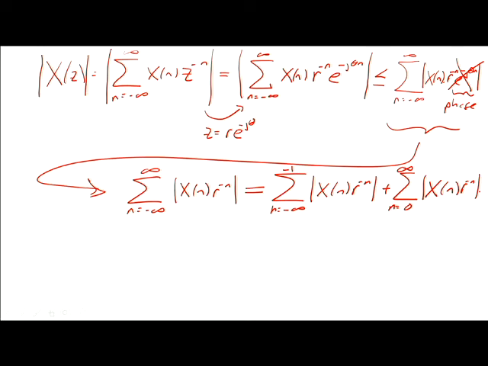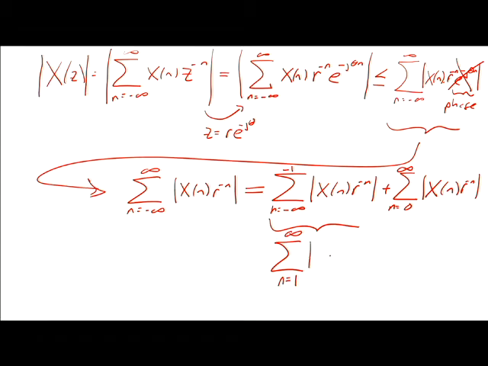Okay, and you might say, okay, why? And so the reason is that I'm going to play a little trick. What I'm going to do is take this guy here and flip him around. So I'm going to negate n throughout this entire expression. So instead I'm going to start it at n equals 1 and go to infinity.